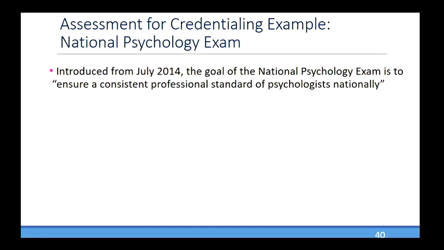The reason why is we could not trust all of the universities, and I'm not going to name them, that were issuing psychology degrees. So the goal of the national exam is to ensure a consistent professional standard of psychologists nationally. So you can complete your honours, do your supervised practice, or you could complete your honours and do a master's, and you could still not be able to register as a psychologist.